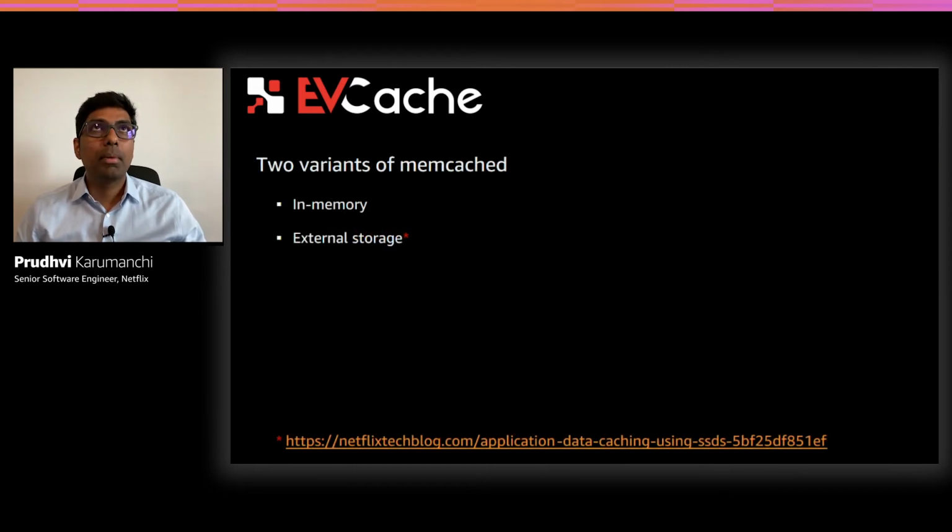And let's talk about the two variants of Memcached that we have. So we know that Memcached is a key value store, but there is another variant of it where the keys themselves are stored in memory, but the values go to the disk. And we have a large footprint of use cases which use external storage. That means the size of all these caching servers is significantly high, and we'll see why that is relevant for cache warming in a bit.